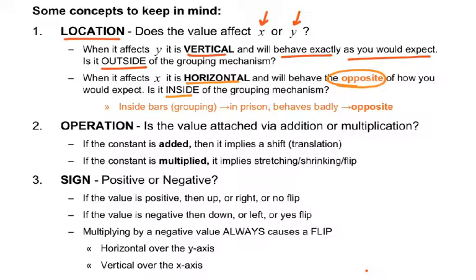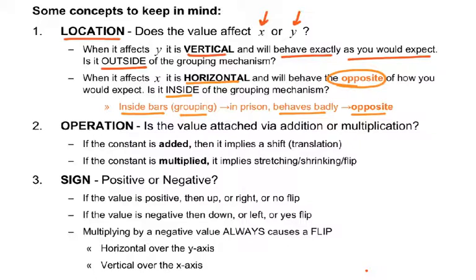So location, what we think about here is that vertical is on the outside, it's good, it's free, whereas horizontal, those are things that are on the inside, maybe inside bars being that grouping mechanism. Think about behind bars. Because you are bad, you don't do what you're supposed to do. You do the opposite. So that's kind of my mnemonic device. All right. Outside, you're good, you're free, you're going to behave as we expect. That means you affect Y. Inside the bars is going to mean you do the opposite of what we think you're going to do and you behave badly. All right. So we've got location.